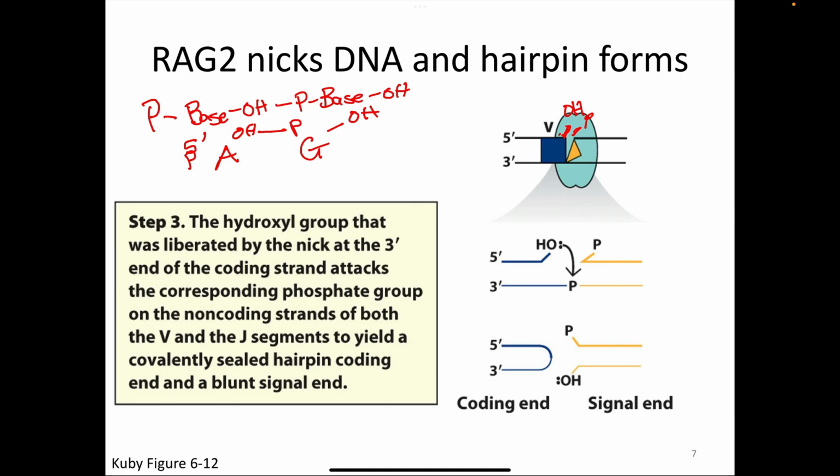So we've got our nick formed by rag2, and then we've got our hairpin. And so now what we need to do is hear the rest of the story of the signal end and the rest of the story of the coding end. So we've got two different players here who have their own story. And if we're being realistic, we actually have four. One coding end from V, coding end from J, signal end from V, signal end from J. But we're only drawing two of them here to make our life easier.